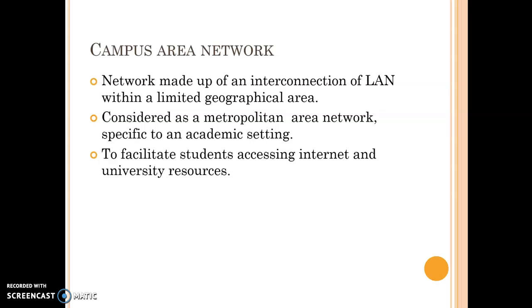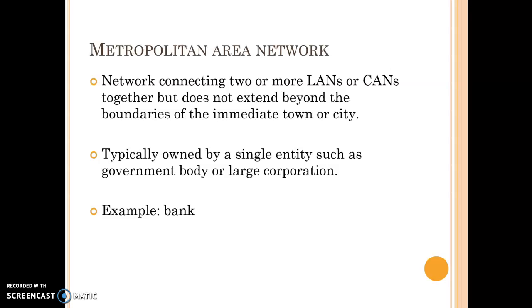So when there are multiple LANs interconnected with one another, especially within a limited geographical area, this can refer to a campus area network. The next important thing is the metropolitan area network, shortly called MAN. This network connects two or more LANs or CANs together, but does not extend beyond the boundaries of the immediate town or city. It is typically owned by a single entity such as a government body or large corporation. Examples could be perhaps references to the banking system available in a metropolitan area network.